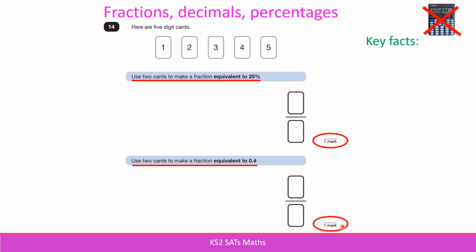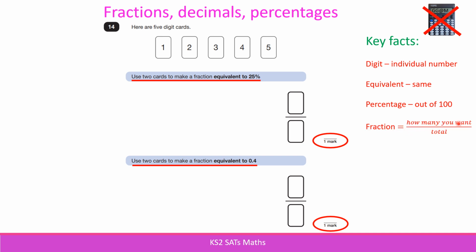Now your key facts. You need to know that the digit is an individual number, so all these numbers that you can see here are all digits. You need to know that the word equivalent means exactly the same. So the percentage here of 25% can be written as a fraction. What is its equivalent? So the equivalent means the same value. You need to know that percentage is out of 100. So here we've got 25% and the maximum percentage for a whole is 100.